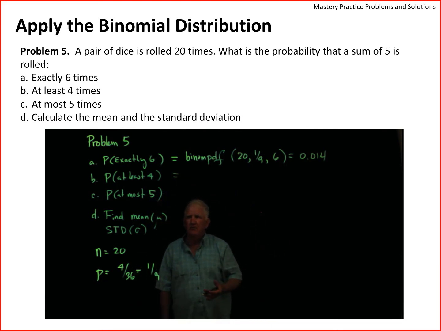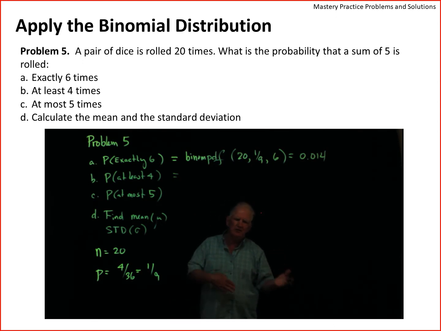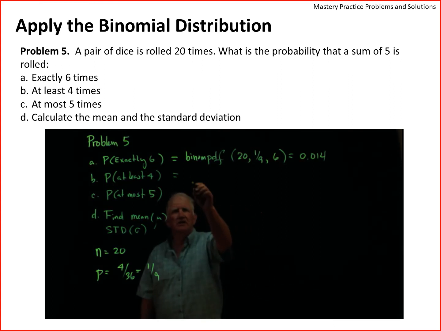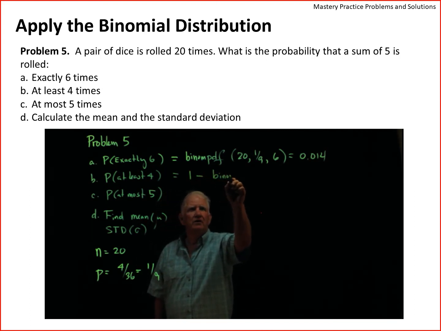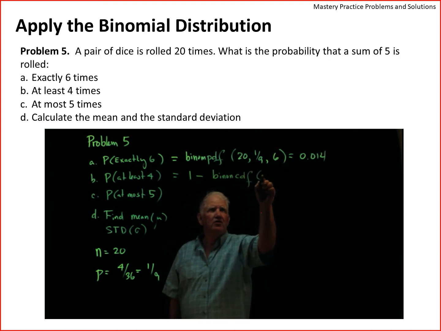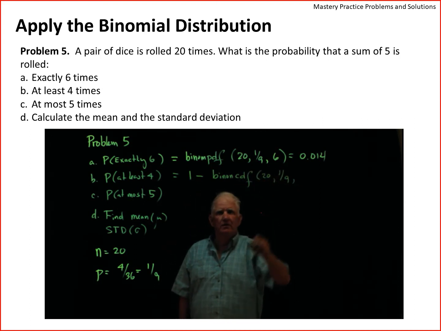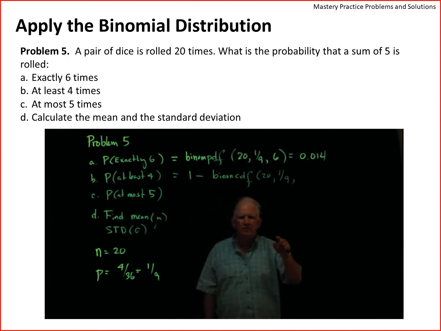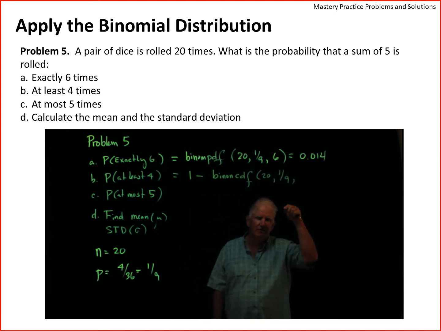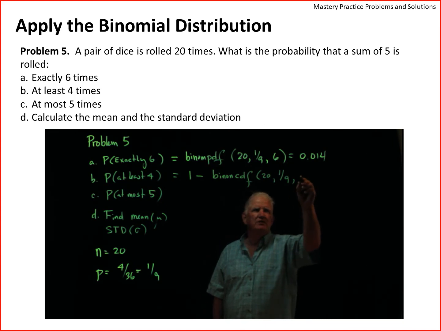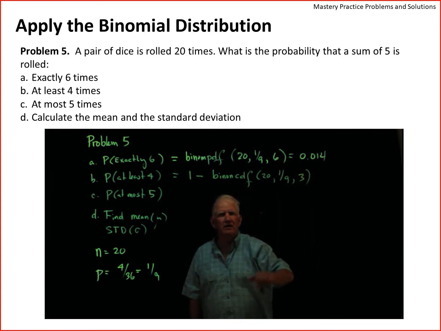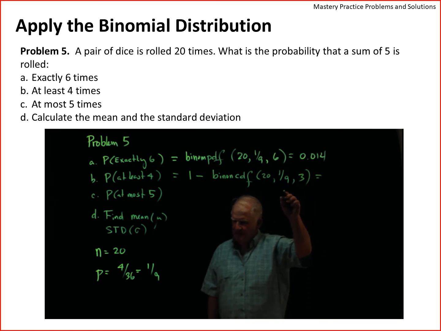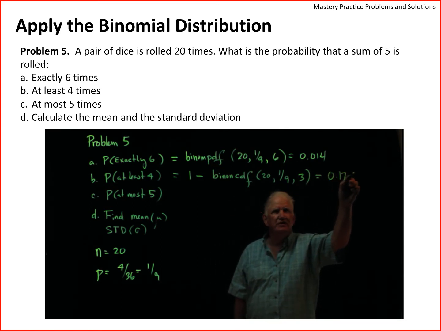At least 4. This is part B. How do we do at least 4? What is the complement of at least 4? It's 0, 1, 2, or 3. So in this case, what we're going to do is subtract from 1 binomial CDF 20, 1/9. And now at least 4 means I have to go up to 3. I have to have P0 plus P1 plus P2 plus P3, and that's what I get when I put in binomial CDF, and that number is 0.175.